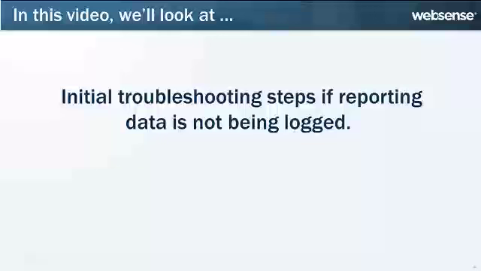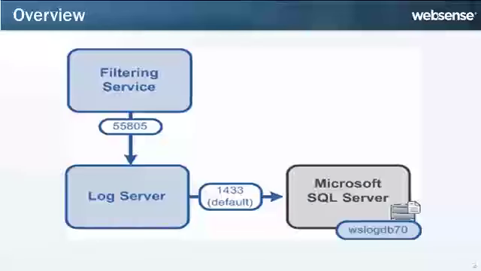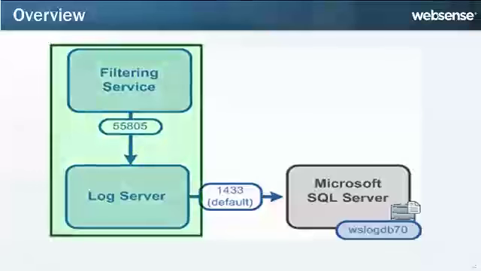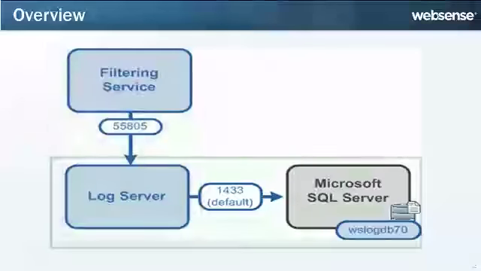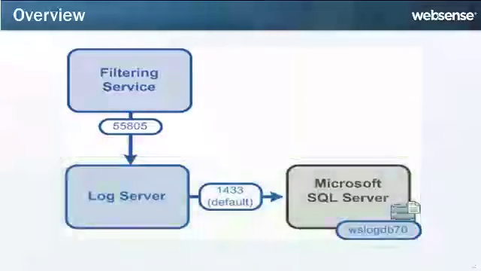In this video, we'll look at the first things to check if reporting data is not being logged. To record data in the log database, Log Server must receive Internet activity data from Filtering Service, cache the data, and process the data into the log database. So any internal firewalls must allow communication between Filtering Service and Log Server, and between Log Server and the log database. The log database must also have room to store the data.